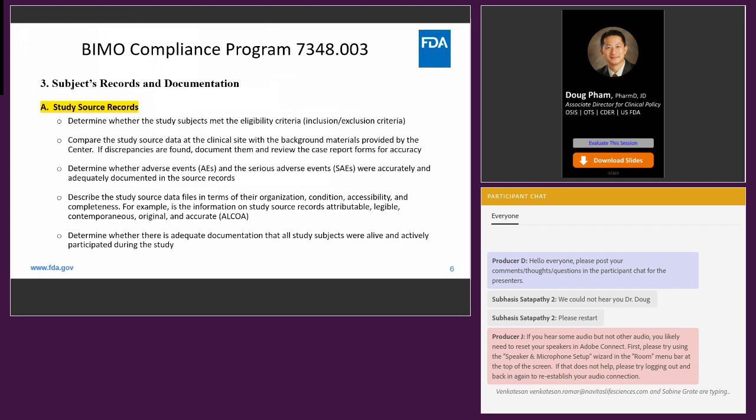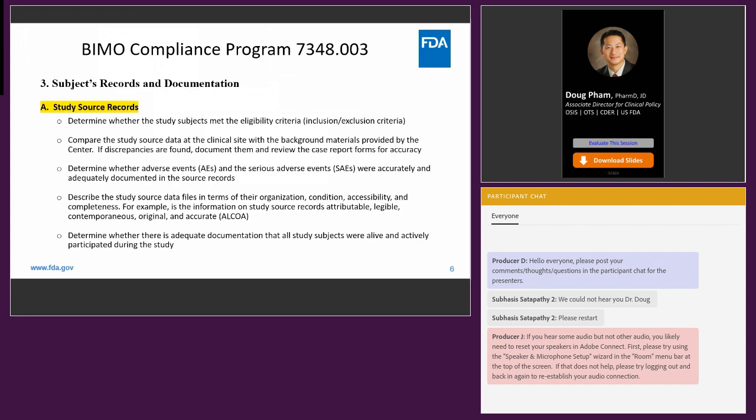So remember that we're going to talk about two aspects of documentation. The first is what type of documentation should be available and retained at a clinical trial site during an FDA inspection. And then with our case studies, the second aspect that we're going to talk about is how missing or inconsistent documentation may impact the reliability and the acceptability of the data generated at your site.